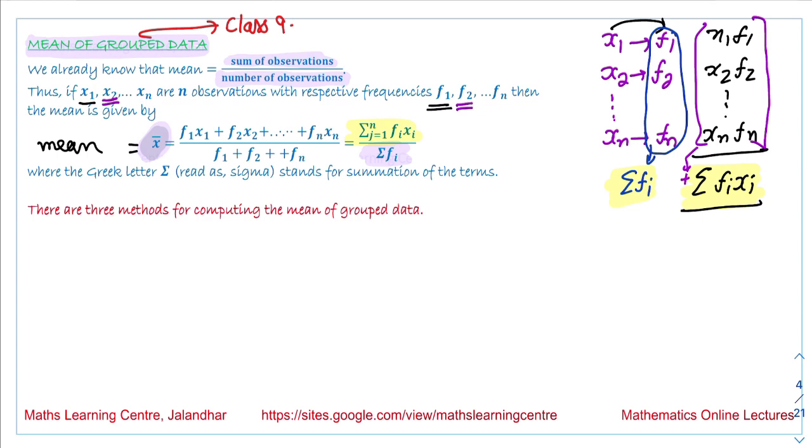This is the notation. This sigma is read as sigma. Sigma means it is the sum of all these values. These terms are explained in our previous video. So this is the definition of the mean that we have. There are three methods for computing the mean of the grouped data that we will study in this chapter.